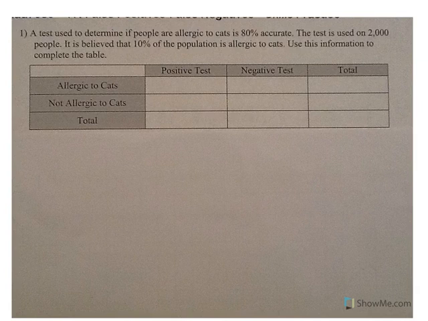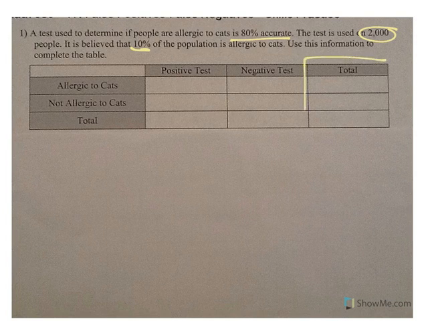Alright, we're getting into false positive, false negative, and we're going to work just on this problem in this video. A test is used to determine if people are allergic to cats. And this test is 80% accurate. So that's important. We're going to need that, 80% accurate. The test is used on 2,000 people. And it's believed that 10% of the population is actually allergic to cats. Use this information to complete the table.